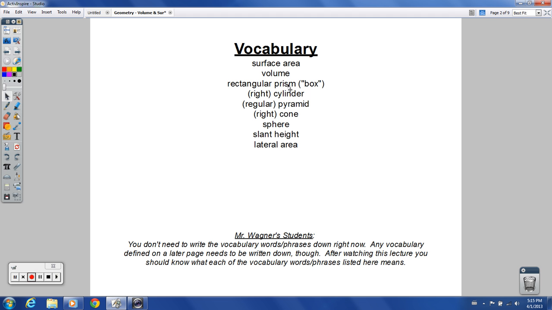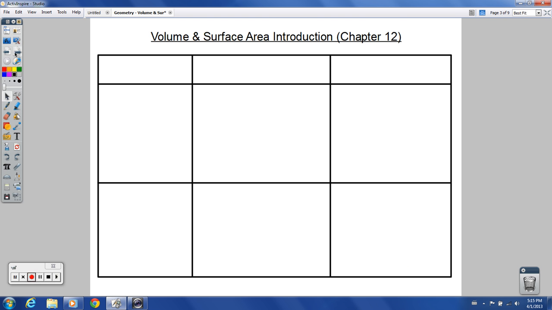By the time we're done, you should know what surface area is, volume, what a rectangular prism looks like, a cylinder, and specifically a right cylinder, a pyramid, specifically a regular pyramid, a cone, specifically a right cone, a sphere, and what slant height and lateral area are, what all those things are by the time we're done with this.